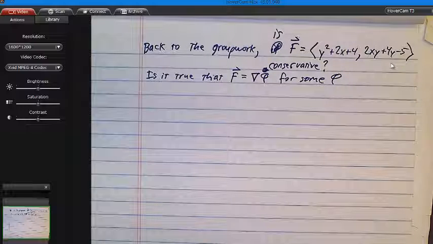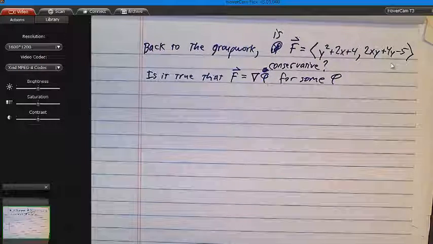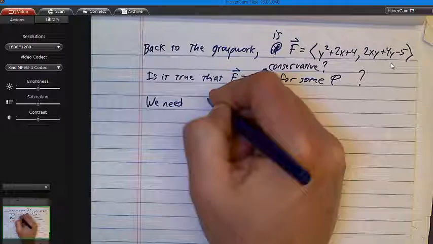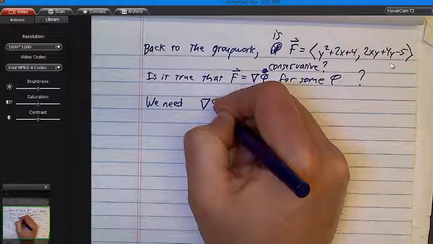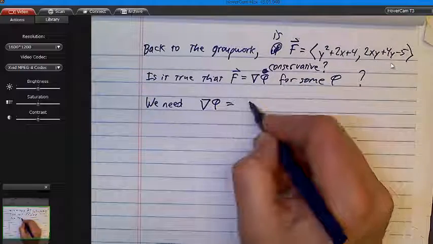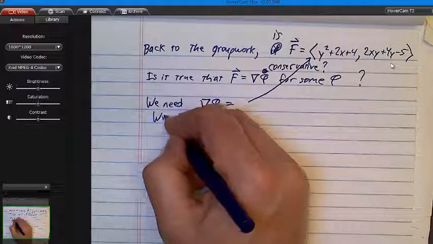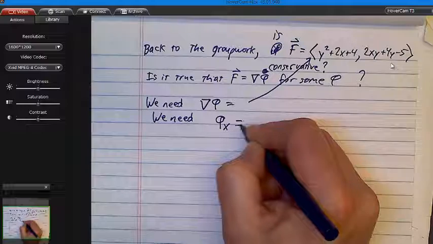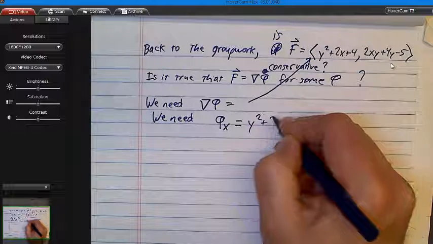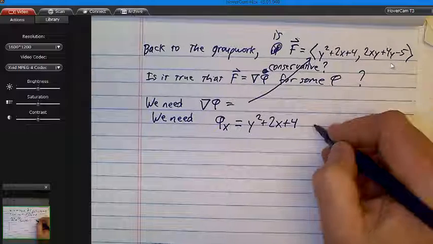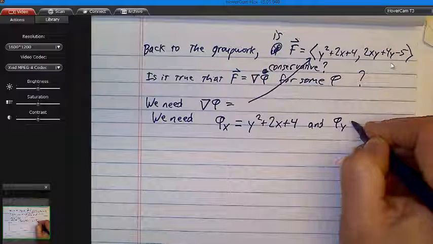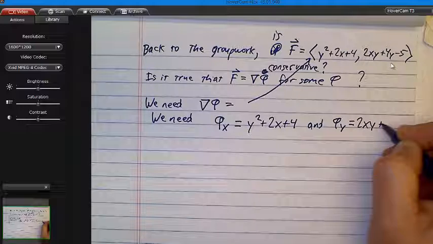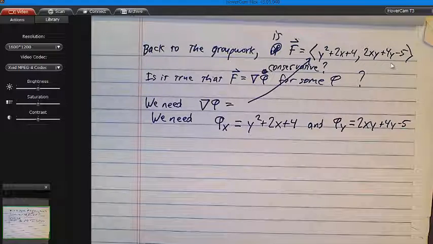All right, so how would this work? Well, if this is true, we need the gradient of phi to equal this. So we need basically two things. We need phi x to be y squared plus 2x plus 4, and we need phi y to be what? Exactly, the other side. So we need those things.